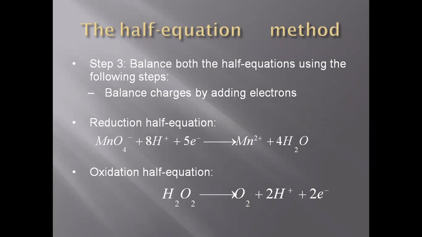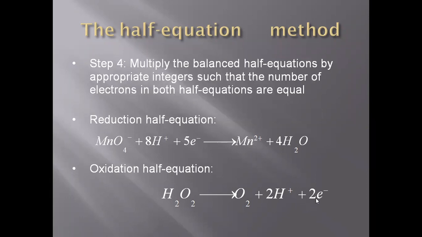Okay. Now we need to balance the electrons. As you can see, there is a difference of 2 electrons in the LHS and RHS. So that is why we added 2 electrons on the product side. Now we need to multiply the half equations with an appropriate integer so that we can balance the electrons.